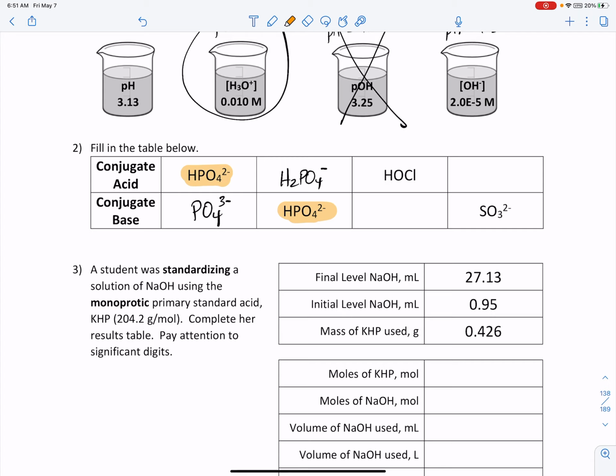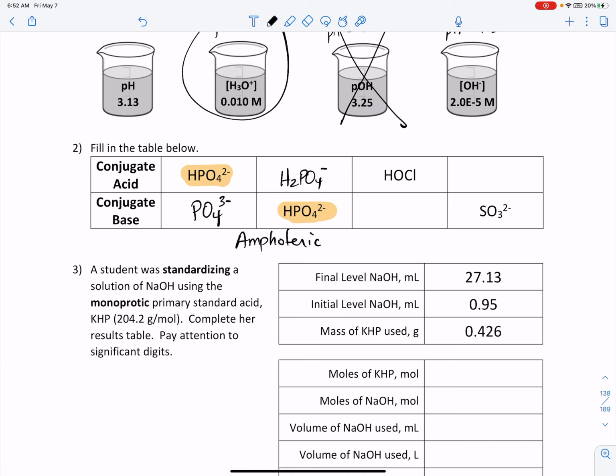That means this species is amphoteric, right? Amphoteric means that in some situations HPO4 2- can be an acid, since it has hydrogens to give away, while in other situations it can be a base. Because it's negatively charged, it can accept hydrogen ions. So any species that is negatively charged and has hydrogen ions as well, like this, will be amphoteric. It can be an acid or a base.